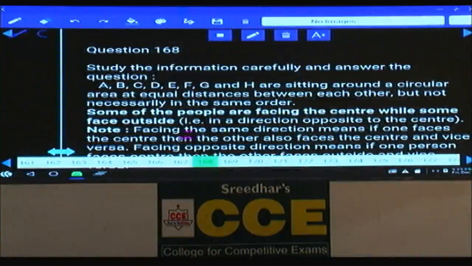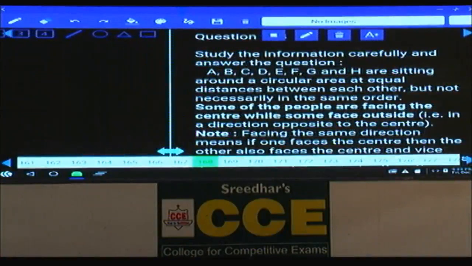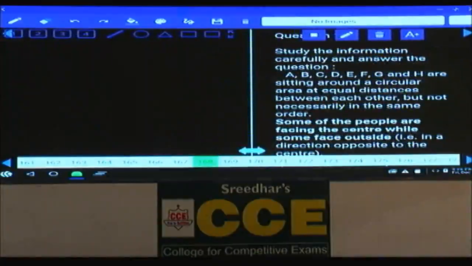Now in this, 8 persons are seated around a circular table at equal distance between each other but not necessarily in the same order. Some of the people are facing the center while some of the people are outside the center. Some people are towards the center and some people are away from the center, isn't it? Now 8 persons, and who are those 8 persons we have? 1, 2, 3, 4, 5, 6, 7, 8. Now some persons are inward and some persons are away from the center.